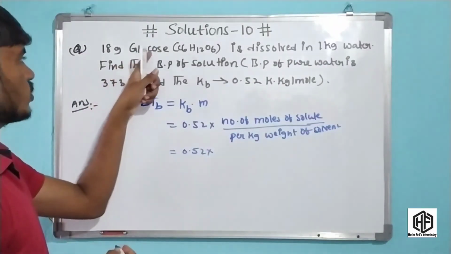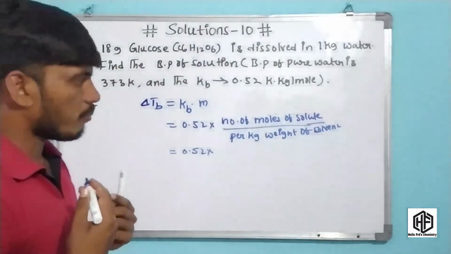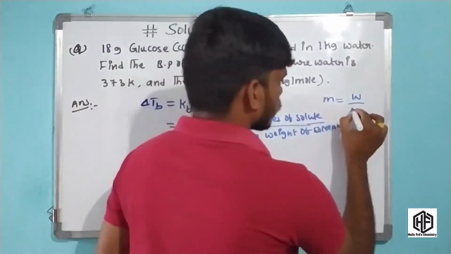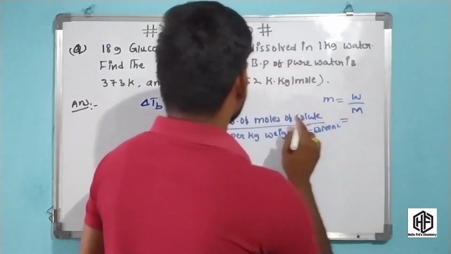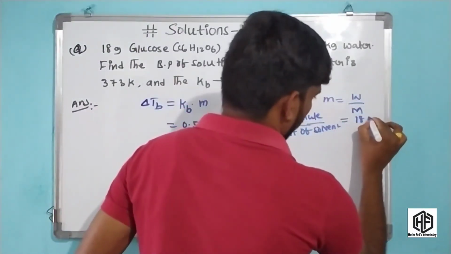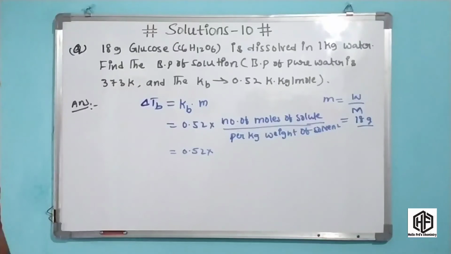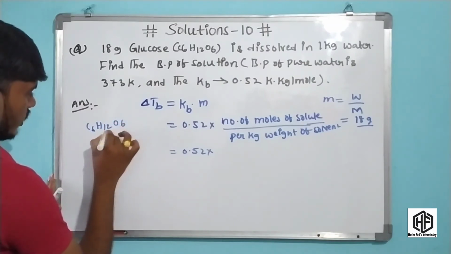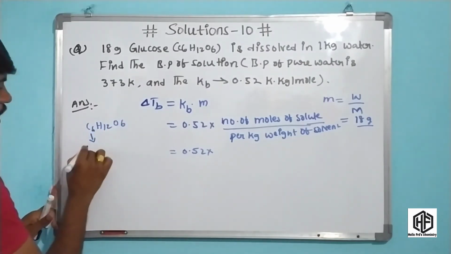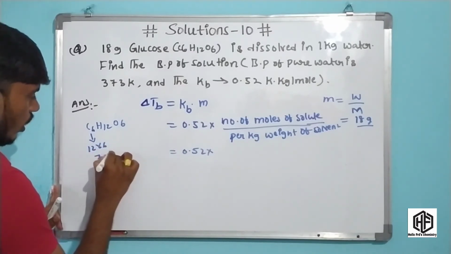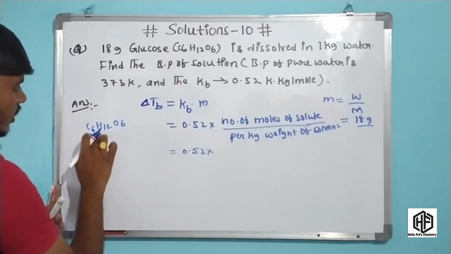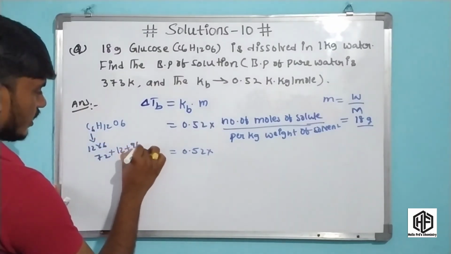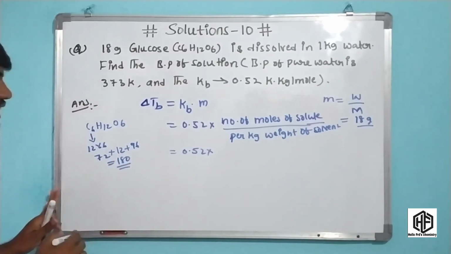In this question, the glucose weight is given. Now what is the number of moles? Moles is equal to the weight of solute by the molecular mass of solute. The weight of solute is given in the question, 18 grams. Now what is the molecular mass of glucose? Glucose molecular mass is very important, friends. Glucose is C6H12O6. Carbon's atomic mass is 12, so 12 into 6 is 72, plus 12 hydrogens is 12, plus 16 into 6 is 96. Finally, the molecular mass of glucose is 180.